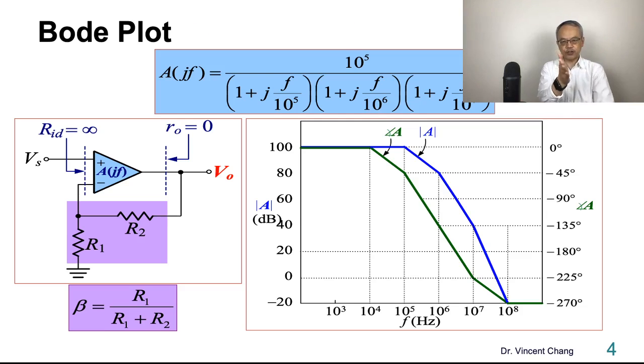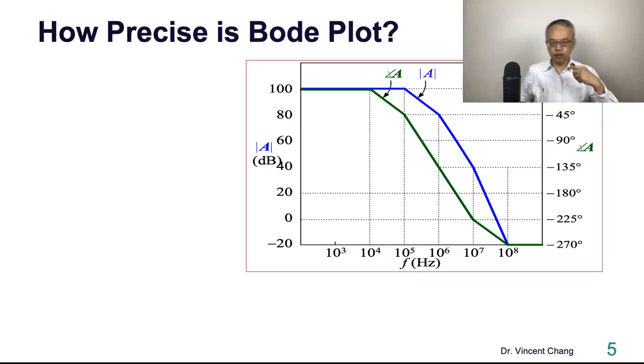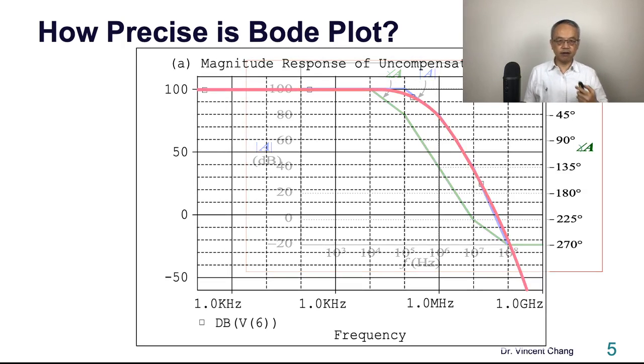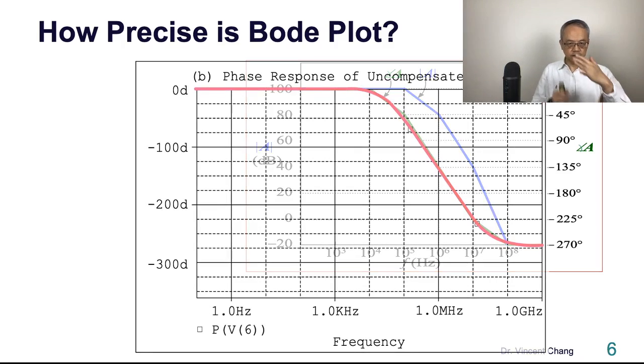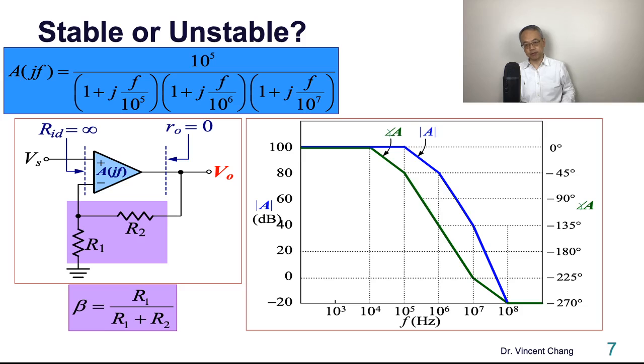And I also answer the question, how accurate is the Bode plot? We found out it's not bad. Here's the simulation result for the magnitude response. For the phase response, it's quite close between the hand analysis and the simulation outcome. All right? So now it's time for you to investigate.